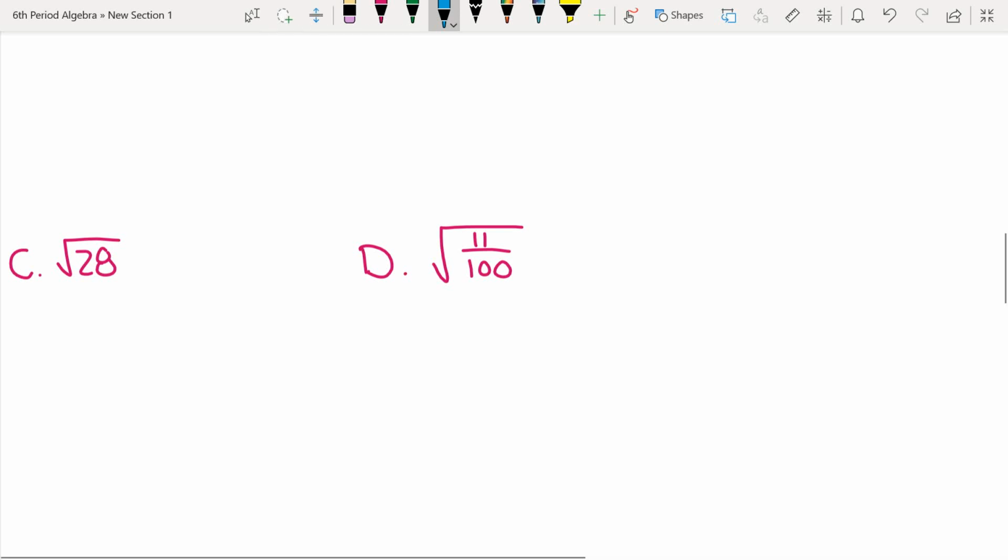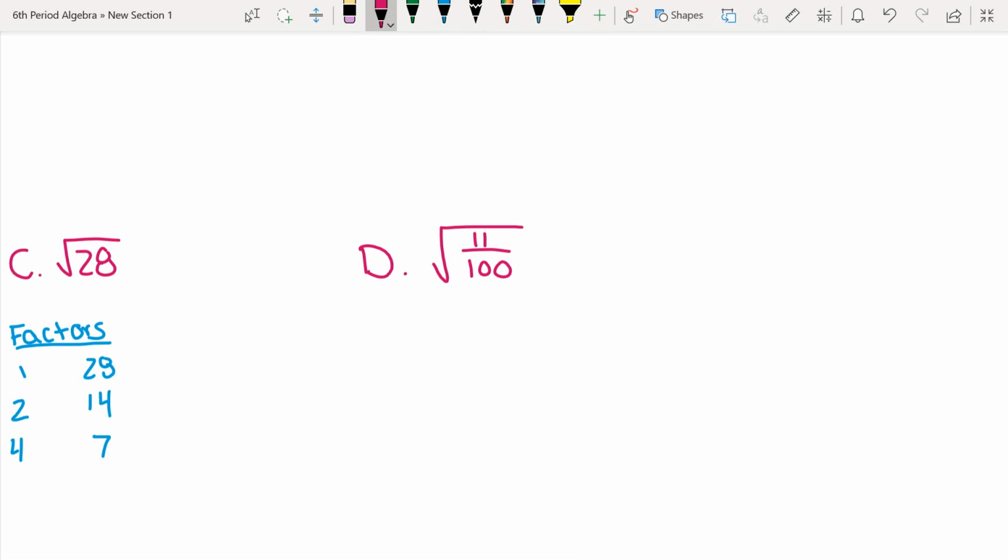So the square root of 28. Well, I have a square root of just the number. So let me start with listing out my factors, and I'll show that below here. So the factors of 28 include 1 and 28, 2 and 14, and 4 and 7. So looking at the numbers, I am going to try to find an ideal pair.